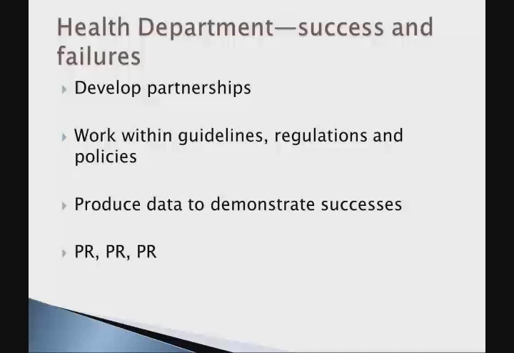It takes a long time to develop a positive relationship and a positive image, and it takes a very small act to destroy it. So you always have to be aware of how you are presenting yourself and the health department with the communities with which you work.